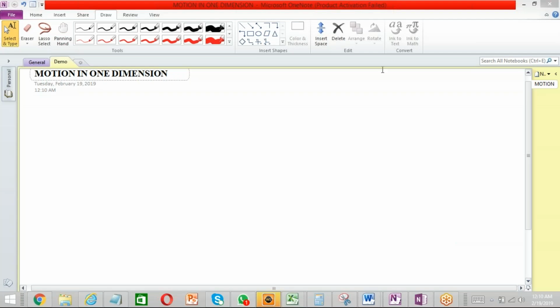Dear students, in our today's session, we are going to discuss motion in one dimension. Under this chapter, we have three different equations of motion that you might have heard of. In this session, we are going to see how we can derive those equations of motion. Before I go ahead, let me write these equations for your convenience.